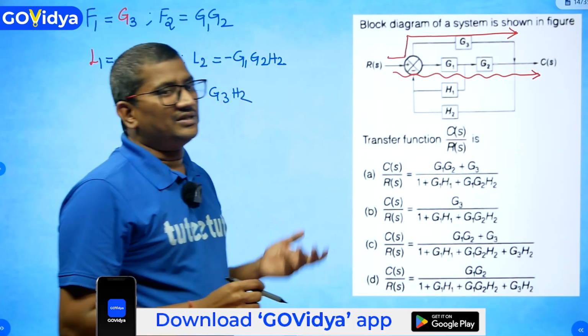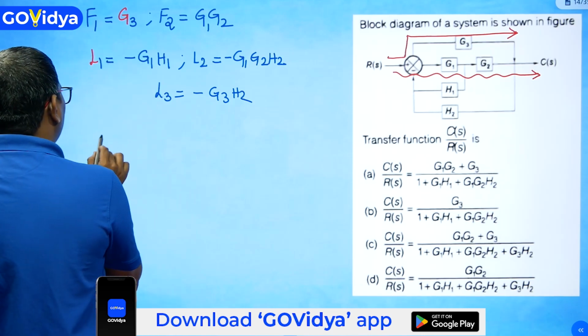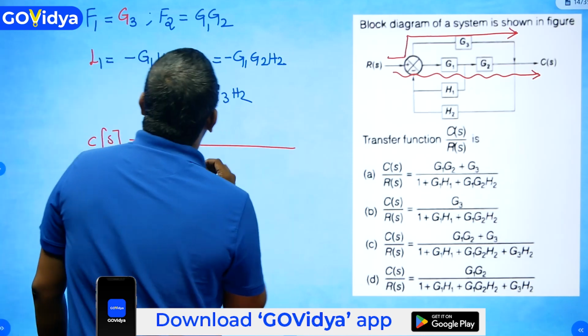Now, obviously, from Mason's gain formula, what is the transfer function, C of S by R of S? What is the numerator?